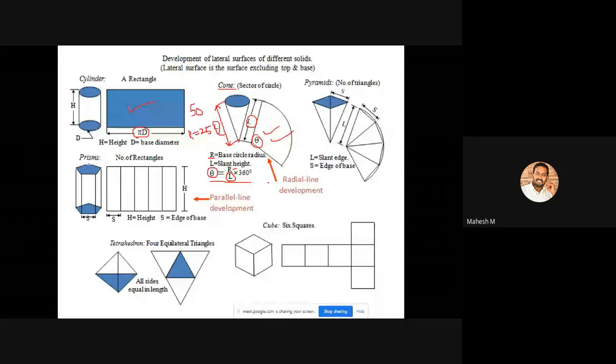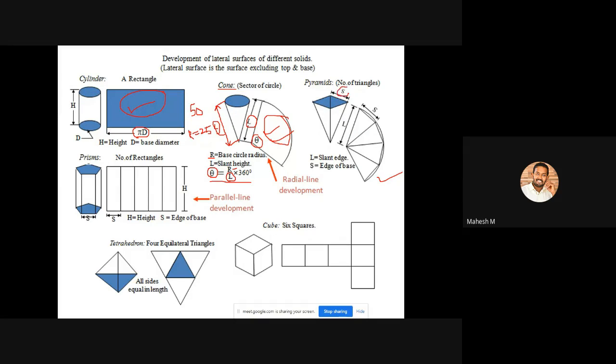Okay, so this first diagram is an example of parallel line development. This particular diagram is an example of radial line development. For radial line development, you'll be needing the value of theta. Similar to that, this diagram is also based on radial line development. For this, you don't have to worry about the value of theta, because you know the value of the base side.